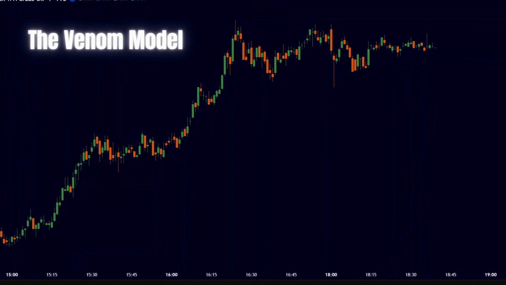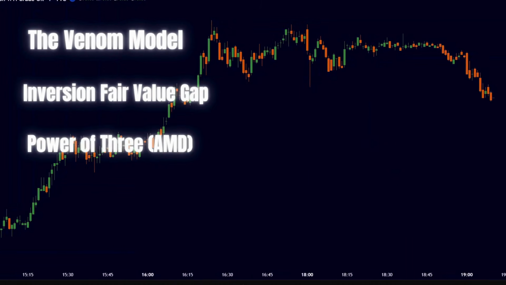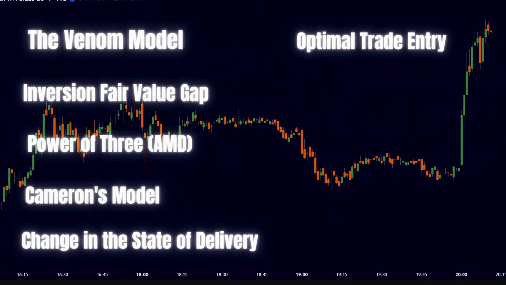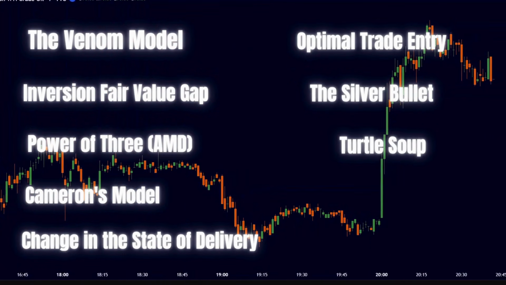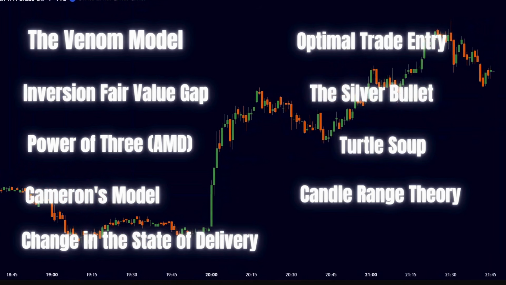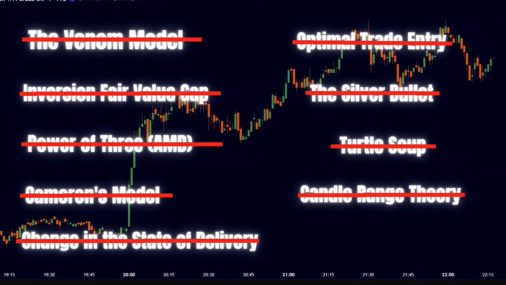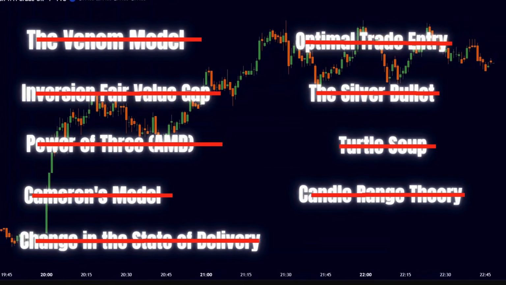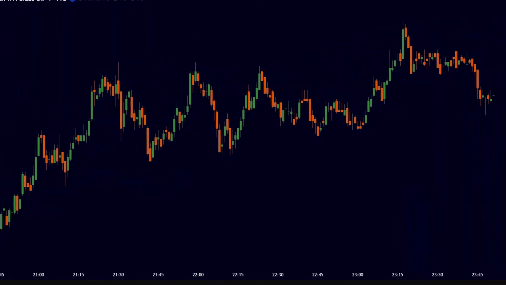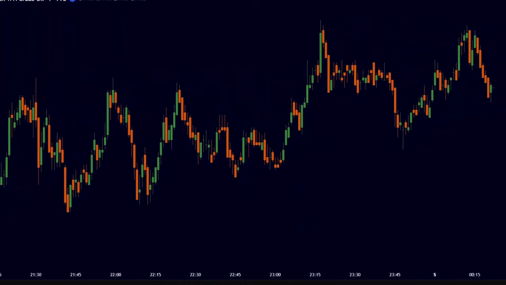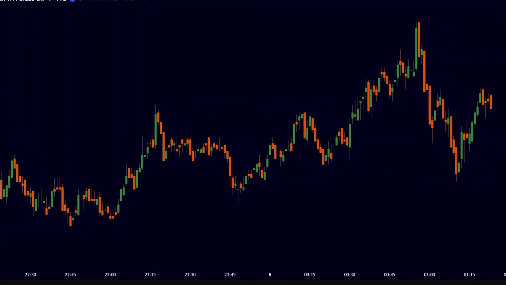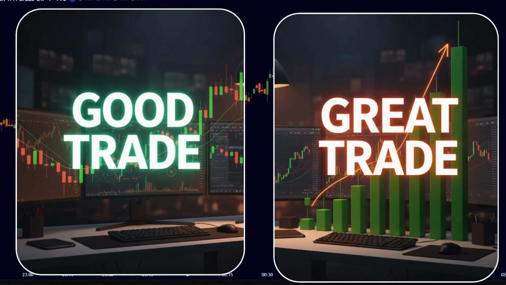The Venom model, Inversion FVG, Power of 3, Cameron's model, CISD, Optimal Trade Entry, Silver Bullet, Turtle Soup, and Candle Range Theory. The most important thing I want to leave you with: none of these setups work in isolation all the time. The best trades happen when multiple concepts align. For example, a silver bullet setup that also falls inside an OTE zone on a higher time frame key level. That kind of confluence is what separates good trades from great trades.